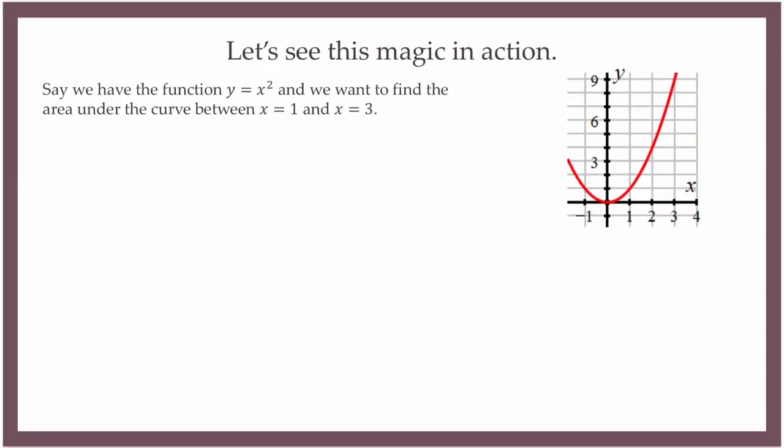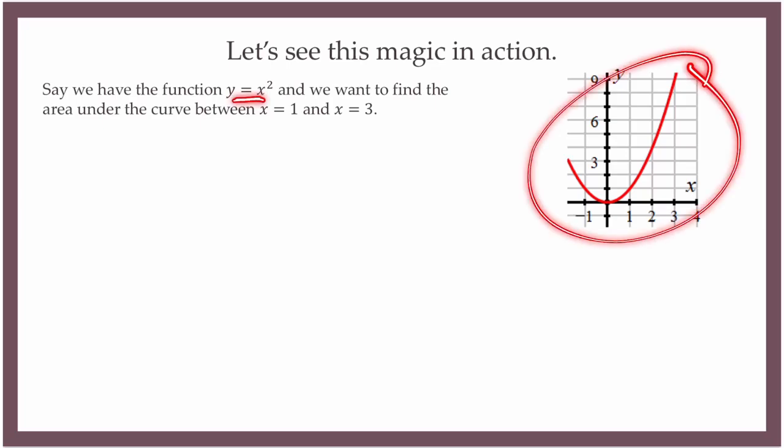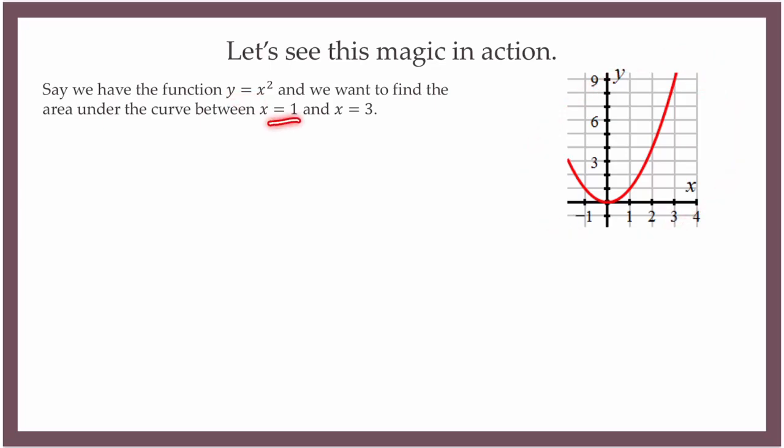So what I have here is the graph y equals x squared. Over here, we want to find the true area between x equals 1 and x equals 3.